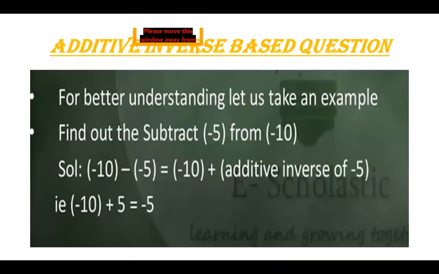Additive inverse based question. For better understanding, let us take an example. Subtract (-5) from (-10). Solution: (-10) minus (-5) is equal to (-10) plus the additive inverse of -5, for example (-10) plus 5 is equal to -5.